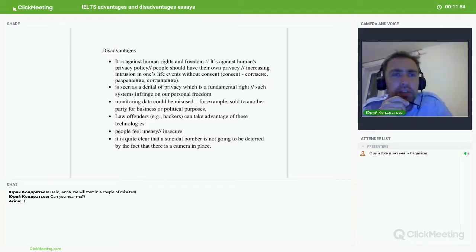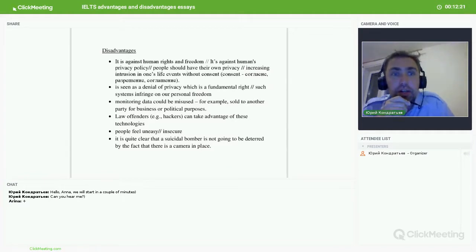You can say that it's against human rights and freedom, or alternatively, it's against humans' privacy policy. People should have privacy. And this type of tracking can be seen as increasing intrusion in one's life events without consent. Then it is seen as a denial of privacy, which is a fundamental right. Such systems infringe on our personal freedom.